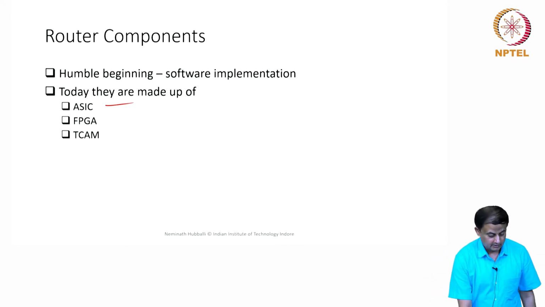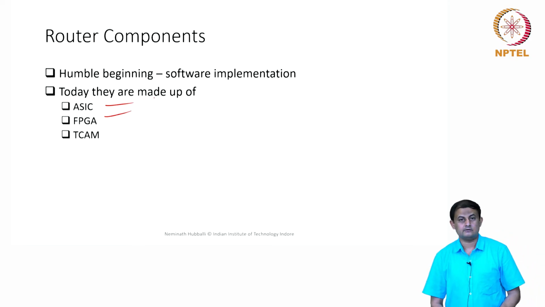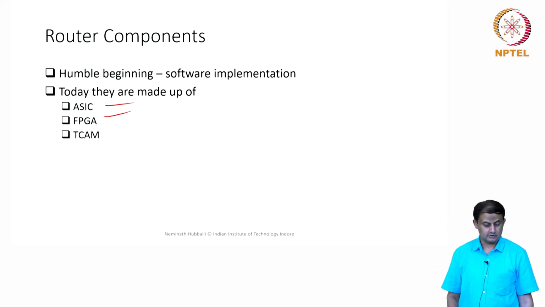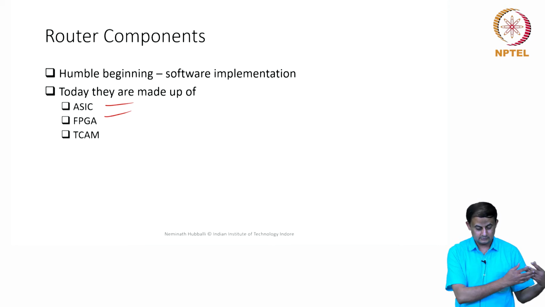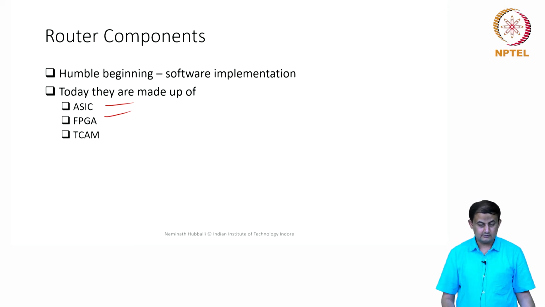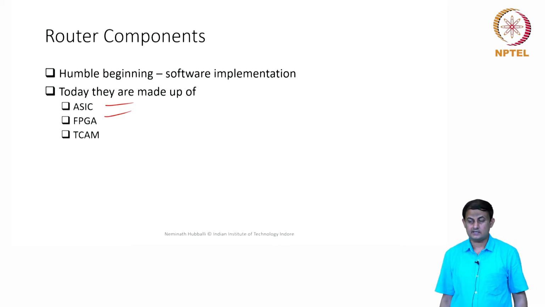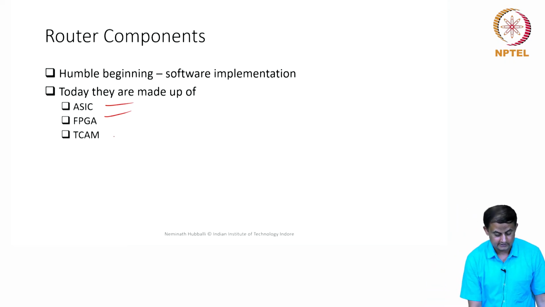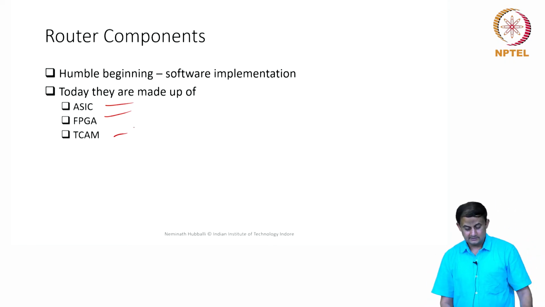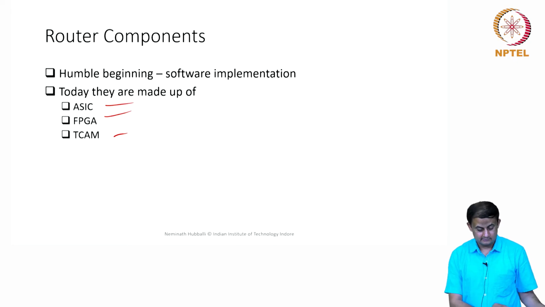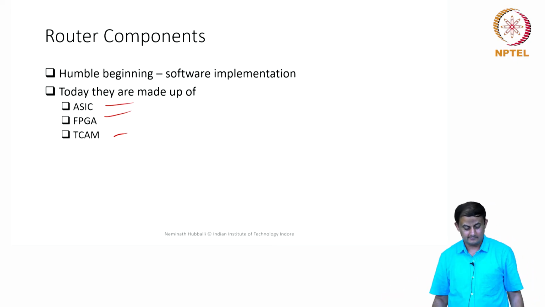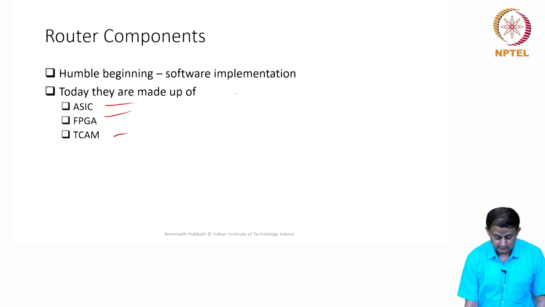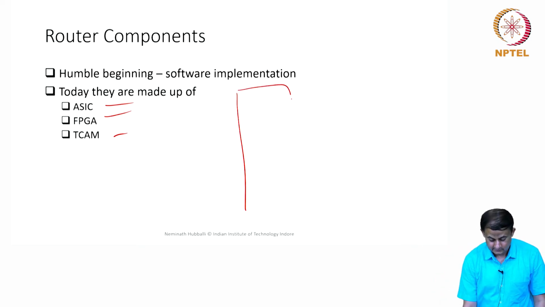And people also talked about FPGA based implementations. FPGA is another kind of hardware technology that is in use. And the third one is something called the TCAM. TCAM stands for Ternary Content Addressable Memory. So there is a difference between the CAM, the TCAM, and the typical RAM that we have. So let's quickly understand what this is.